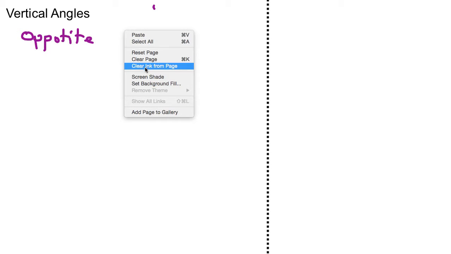Next, vertical angles. Let me get rid of this. Okay. Vertical angles are opposites. Oops, spelled that wrong. Let me clear the ink. Opposite sides.